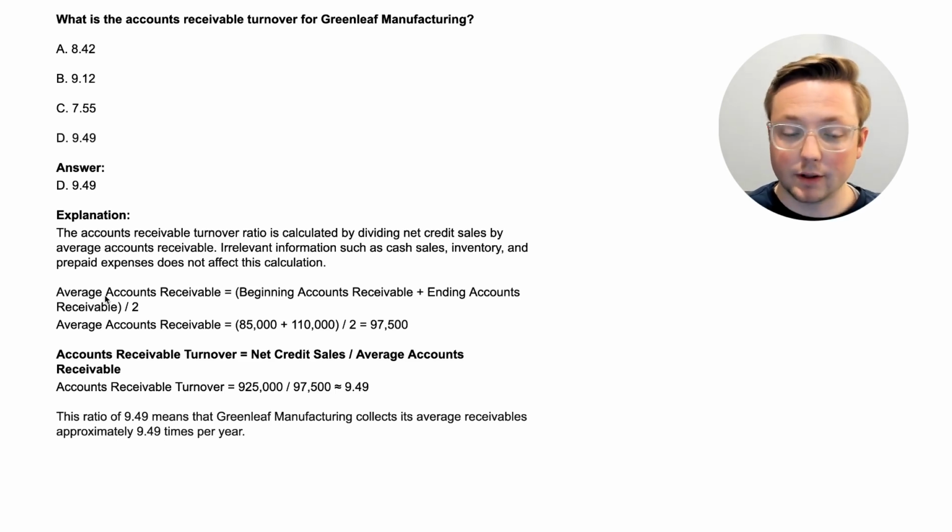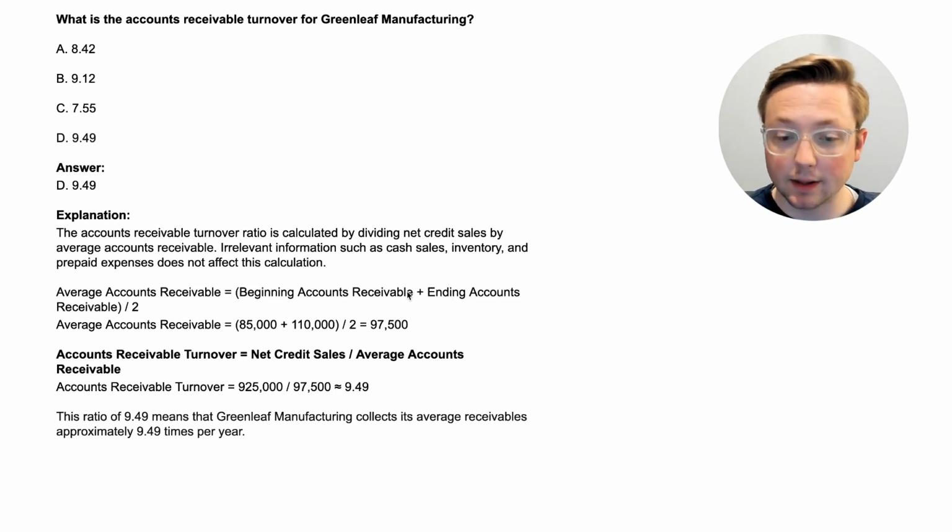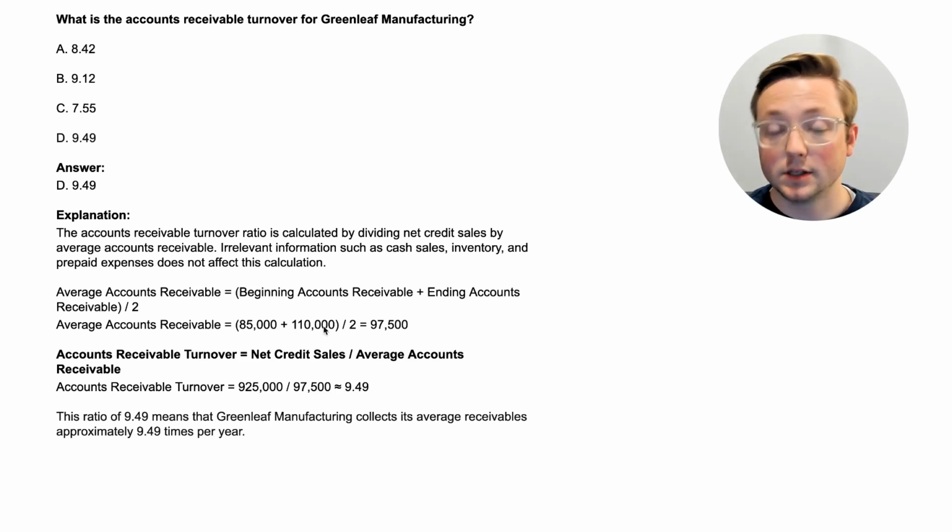So first we have to calculate the average accounts receivable. We talked about calculating the average of something in the previous video where we were talking about profitability ratios. You take the beginning of the account and the ending of the account. So in this case, the beginning accounts receivable and then the ending accounts receivable, you add it together, divided by 2. We all know how to do this. That's how you get the average. That is the average accounts receivable throughout the year. So $85,000 plus $110,000 divided by 2 is $97,500.